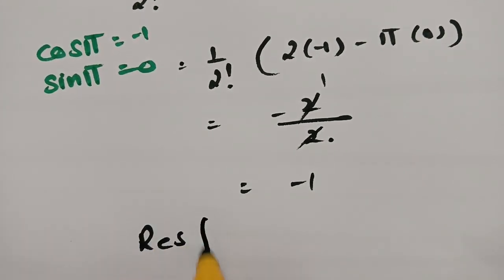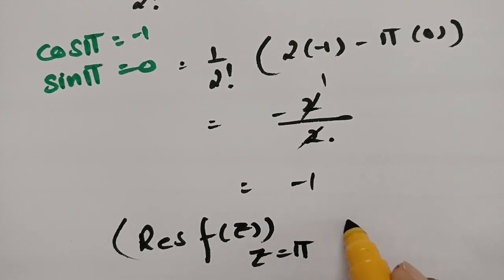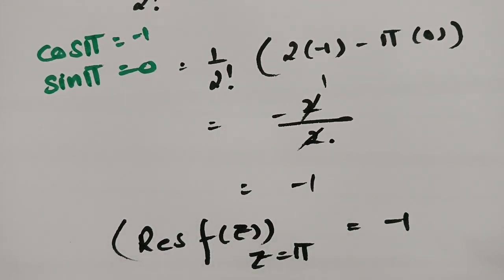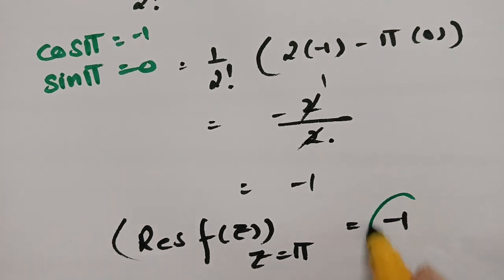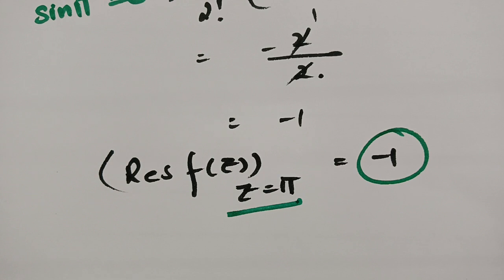Therefore, the residue of f of z at the pole z is equal to pi is equal to minus 1. So we got the residue value for the function as minus 1 for the corresponding pole z is equal to pi. So this is how we have to solve.